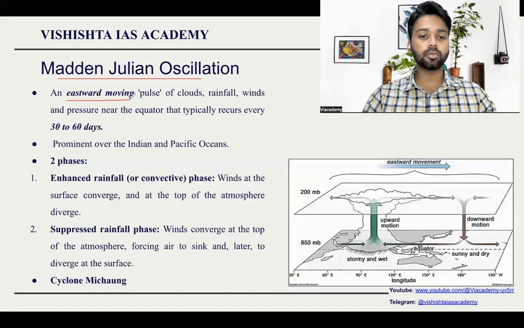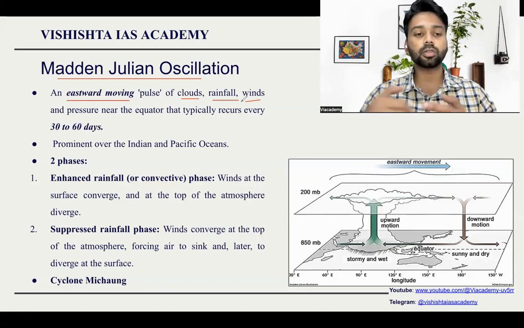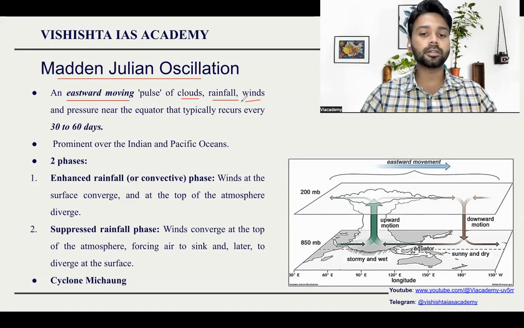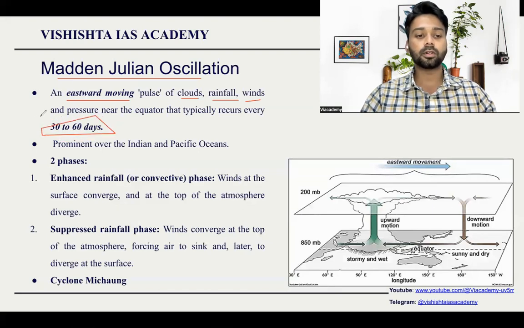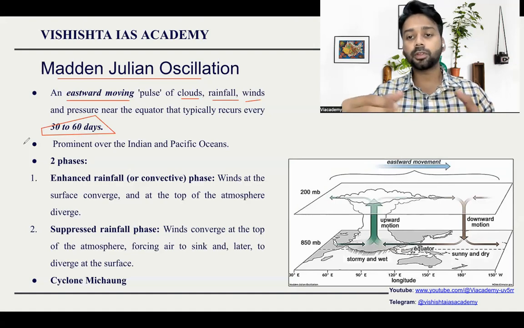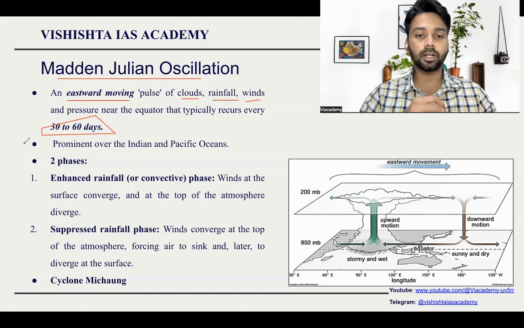It is an eastward moving pulse of clouds, rainfall and wind. So that means it is a kind of wind system which will move from the western part of the earth to the eastern part of the earth. It is continuously moving and it recurs every 30 to 60 days. So if today in the Arabian Sea, along, for example, Kanyakumari, you experience the Madden-Julian oscillation, after 1 or 2 months again the Madden-Julian oscillation will come.